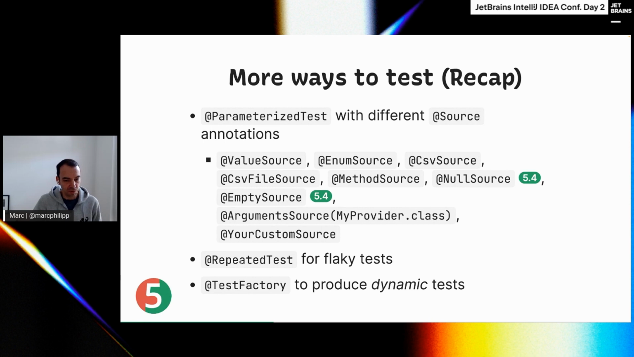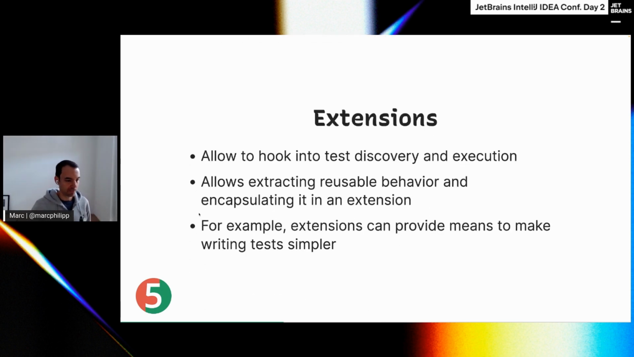And then also we've seen repeated tests. They're useful mostly for flaky tests and then just trying and seeing if this is really stable or not. And test factory to produce dynamic tests. We've just seen the tip of the iceberg there. You can even nest them with dynamic containers and things like this. But yeah, that's not something we have time to do today. So that's very briefly how you write tests using JUnit Jupiter.